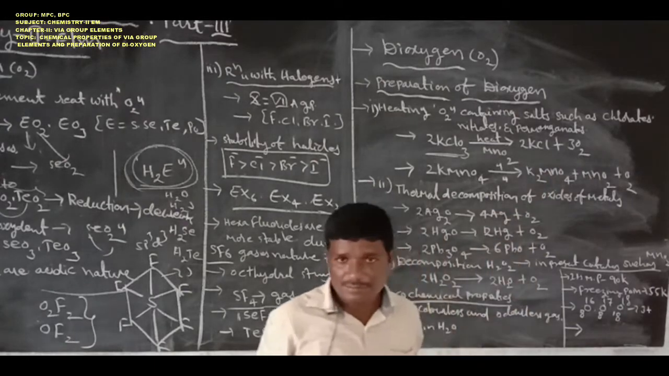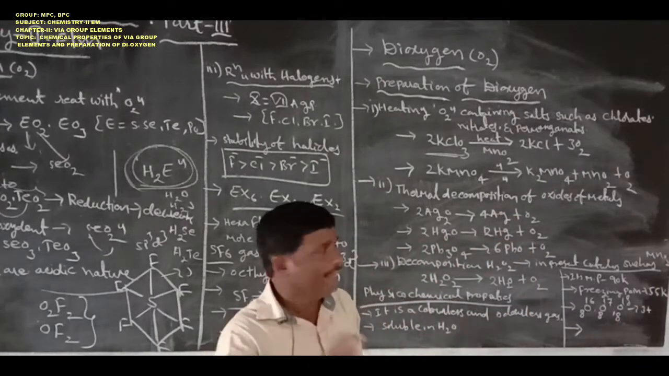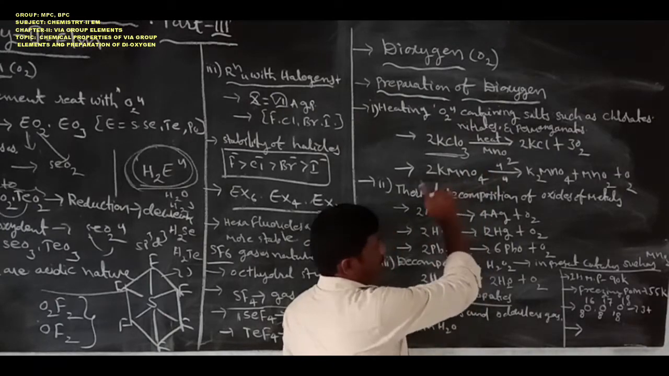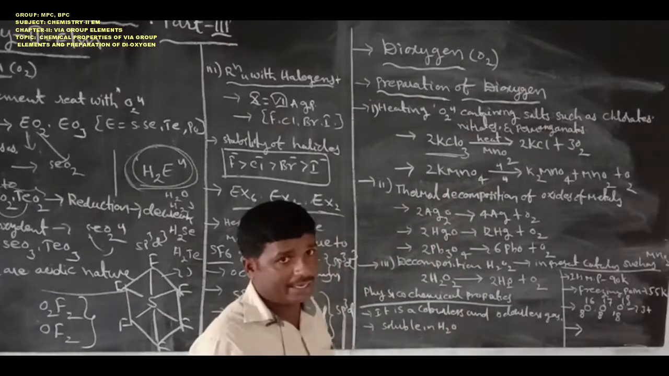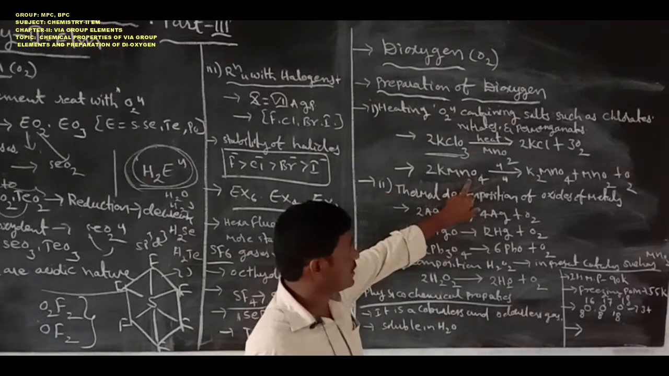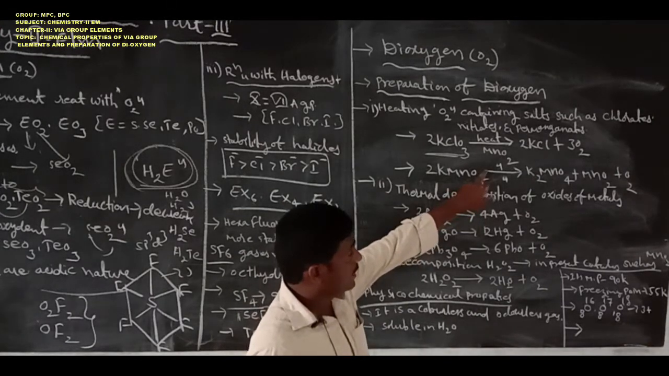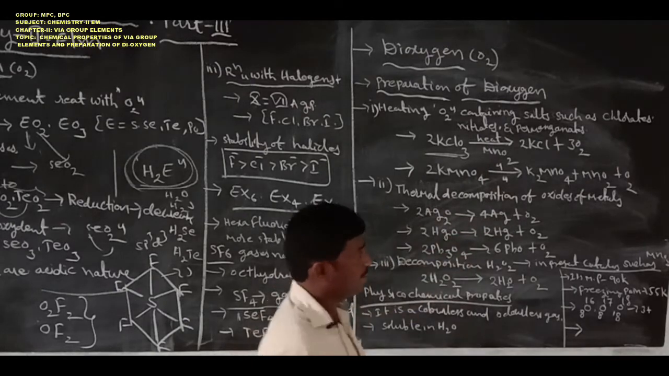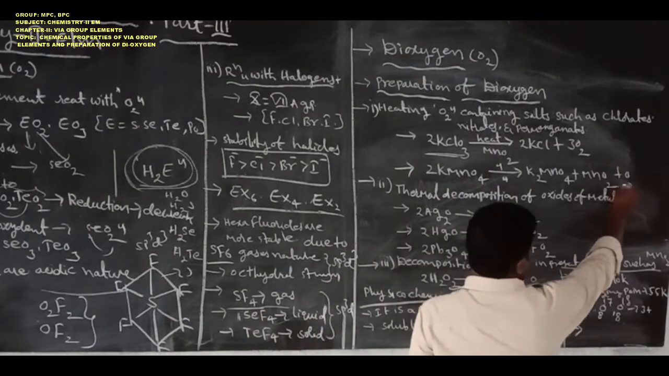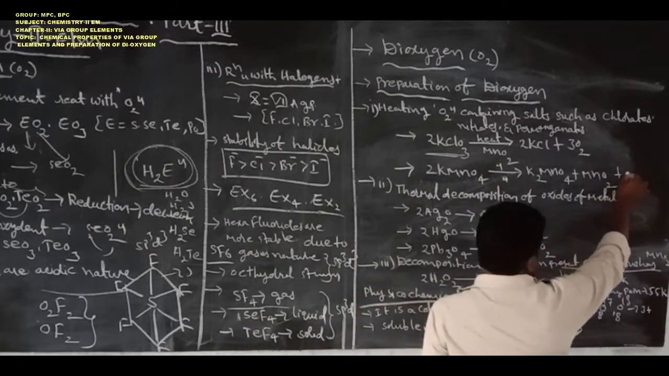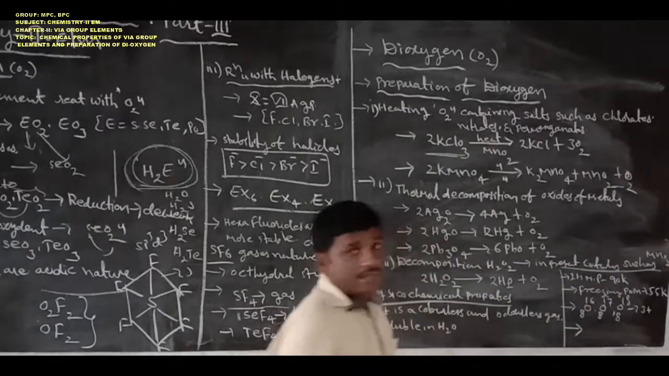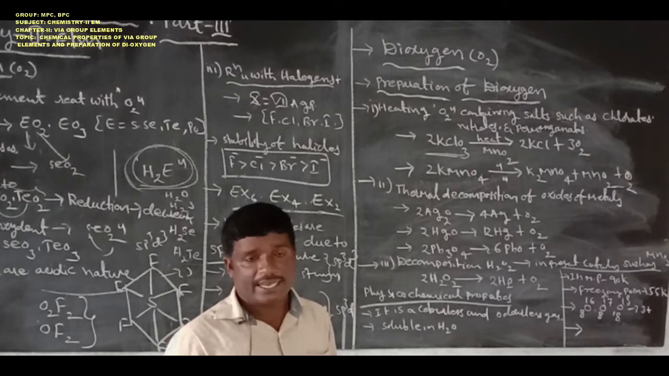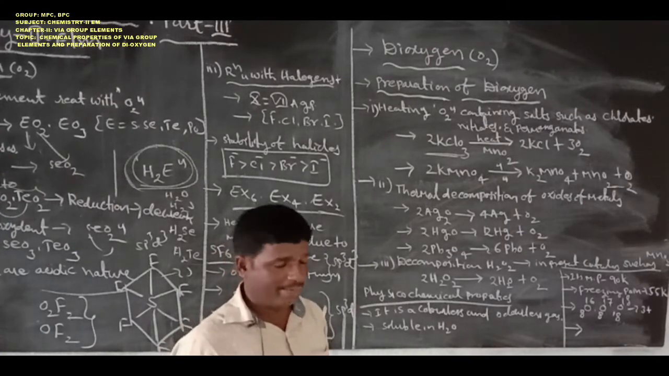Another one, potassium permanganate. It is a salt that contains oxygen. When potassium permanganate is heated at a high temperature, it forms dioxygen and manganese dioxide. That is also called a laboratory method. In the first preparation, dioxygen is prepared by the laboratory method.